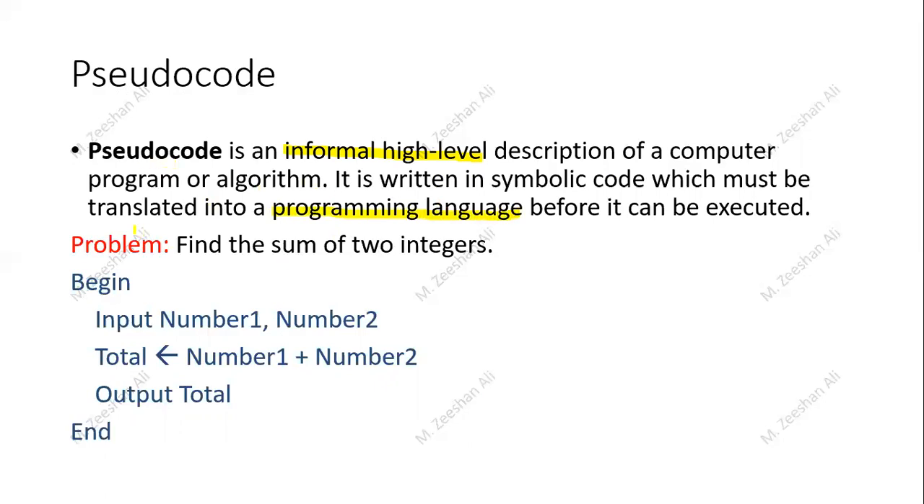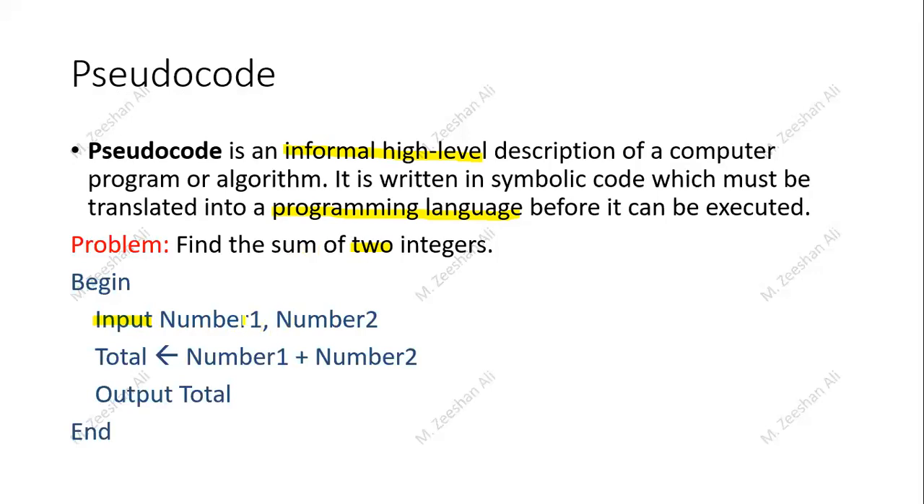For example, if we have a problem which says find the sum of two integers. That is a simple problem, just to explain what happens in the pseudocode. There is a pseudocode given for this problem. From here we are starting our pseudocode. The very first thing: input number 1 and number 2. As we discussed, the sum of two integers, so we are taking two inputs first, number 1 and number 2.